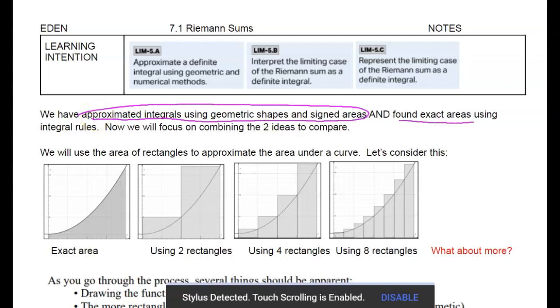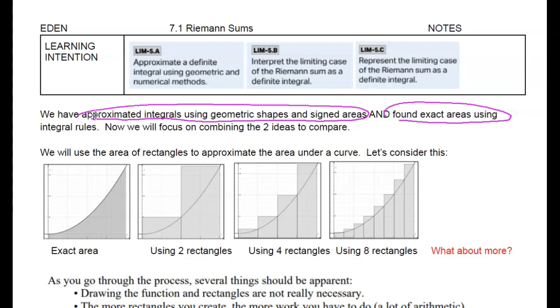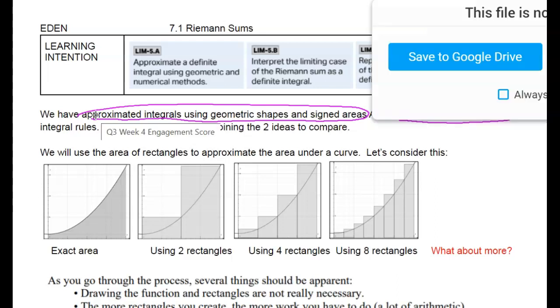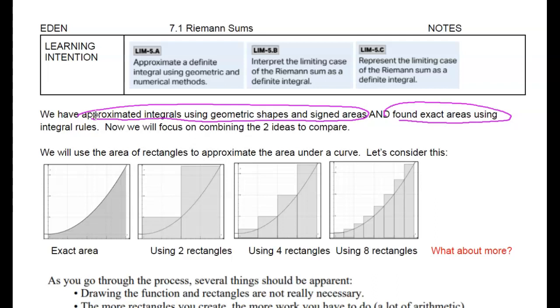And we have found the exact areas using integral rules. So I like to do Riemann sums after the definite integral rules so you can compare the exact area. All right. So the idea is we're going to use the area of rectangles to approximate the area under a curve. All right. So let's just talk our way through the logic of this process.